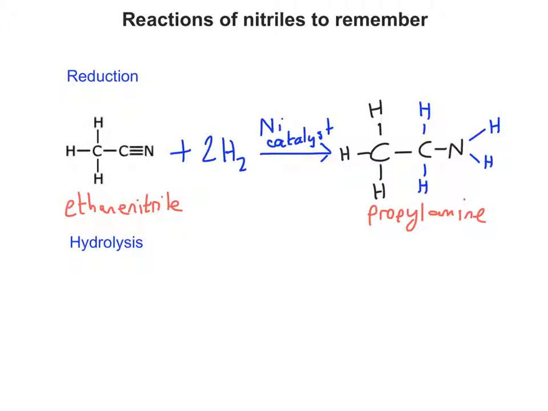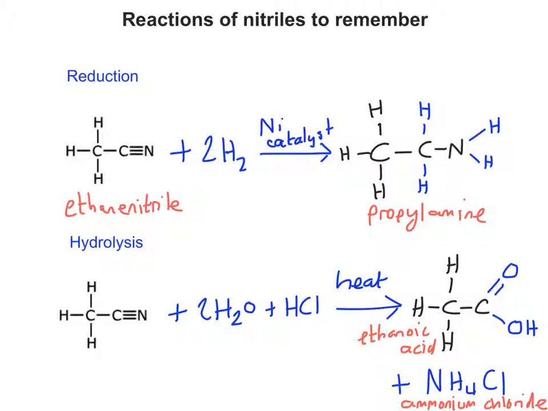So let's take the same molecule again and hydrolyse it. So for this one you have 2 water molecules and 1 acid molecule. In this case we used HCl. That gives us a carboxylic acid with the same number of carbons in its chain length as the original nitrile. So ethanoic acid comes from ethanenitrile, and the side product is an ammonium salt, this time ammonium chloride.